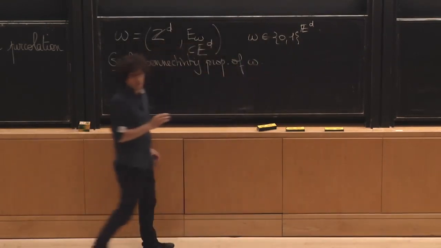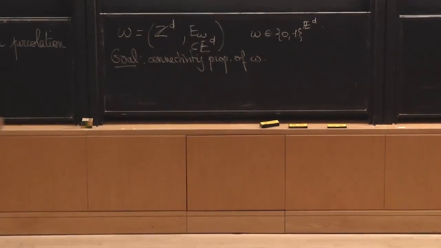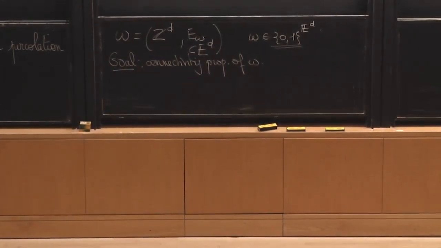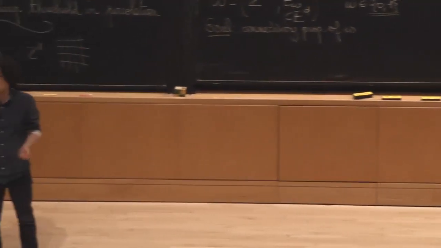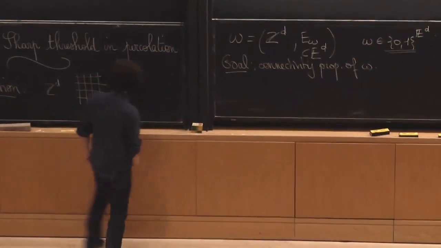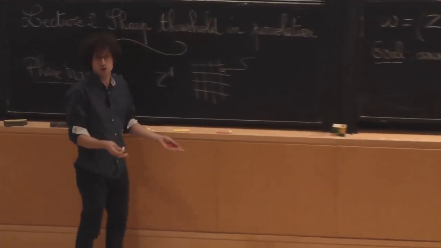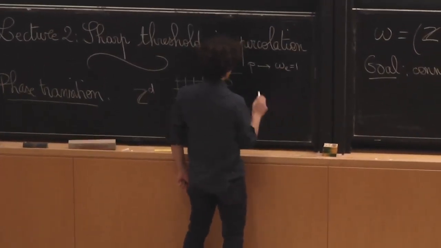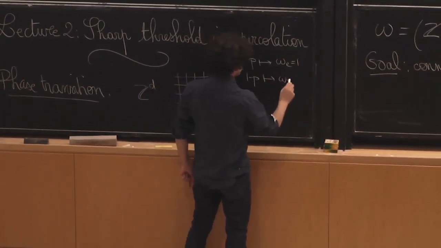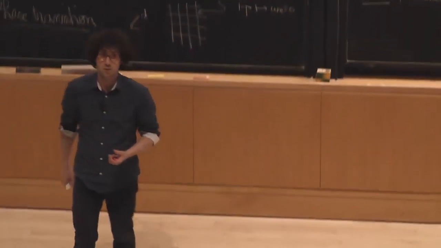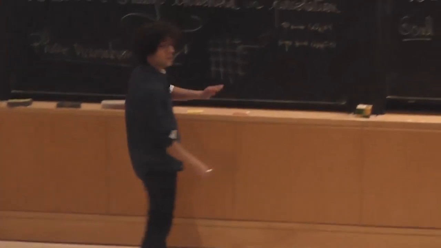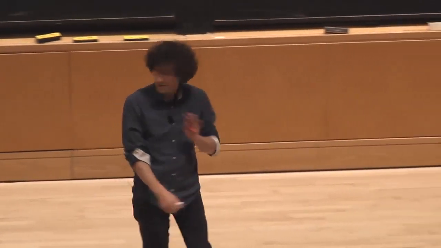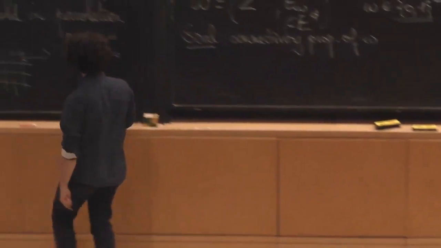As for now, I didn't tell you what omega is. I just told you, okay, you define it as an object in this set. So now I need to tell you what is the probability measure, how I take this graph omega at random. And I'm going to do the simplest thing ever. For every edge, I'm going to toss a biased coin, and with probability p, I'm going to say omega e is equal to 1, and with probability 1 minus p, omega e is equal to 0. So omega e is going to be a Bernoulli random variable of parameter p. And I just do that independently for every edge. You will see at the end of the talk that I will change that, but for now, let's just look at this model. It's called Bernoulli percolation.